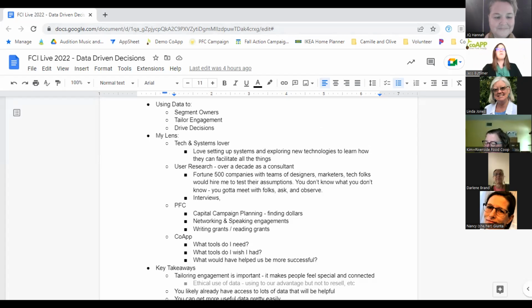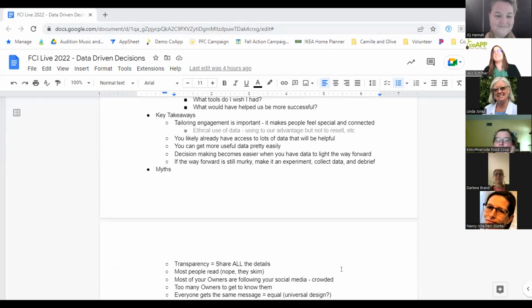But as we talk, I want to make sure that in this hour that we have together, you take away 4 things. One, that tailoring engagement is important. It makes people feel special and connected to your co-op. So you have to do it. And you likely already have access to lots of data that will be helpful. So that's the good news. You don't necessarily have to do anything new. You just sort of have to look at what you have. And if you do need something new, you can probably get it pretty easily.